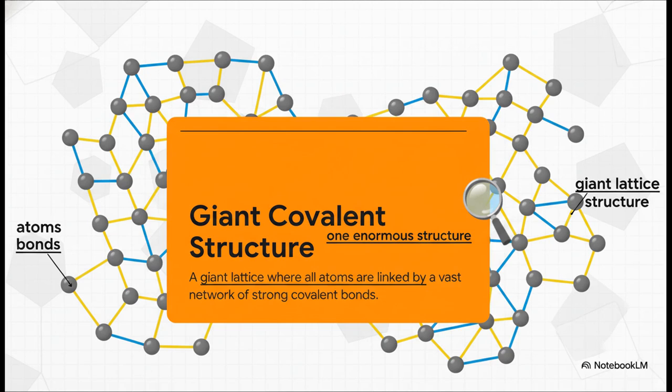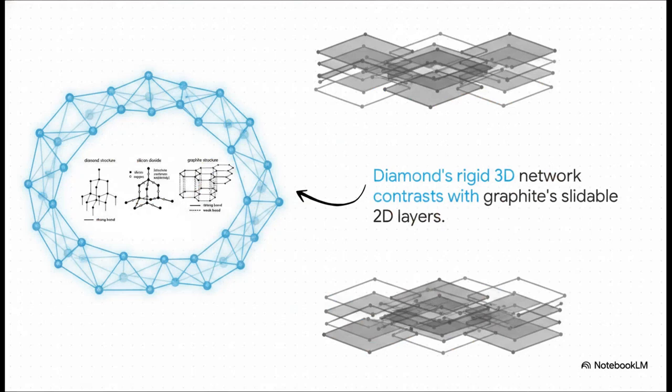So here's the deal. There are no individual molecules at all. Instead, every single atom is linked to its neighbors by super strong covalent bonds, forming one gigantic structure. You can think of the entire crystal as basically being one single enormous molecule. And this is just the perfect illustration of how structure is everything.